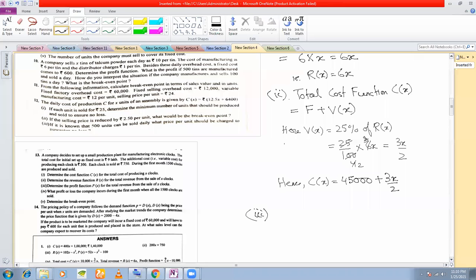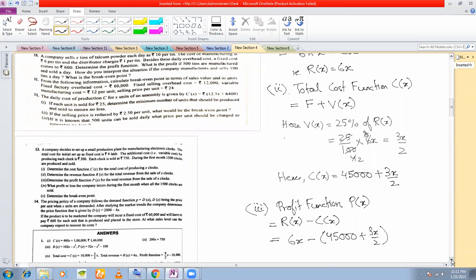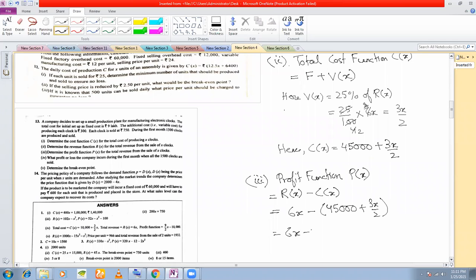Third question. The profit function. What is the profit function? Revenue function minus cost function. Let's say Px is equal to Rx minus Cx. How much is the revenue function? 6x. And how much is the cost function? 45,000 plus 3x by 2. So now just simplify this. 6x minus 45,000 minus 3x by 2.